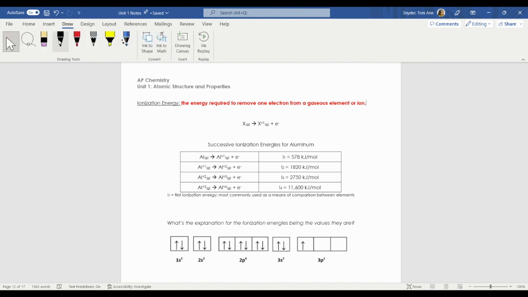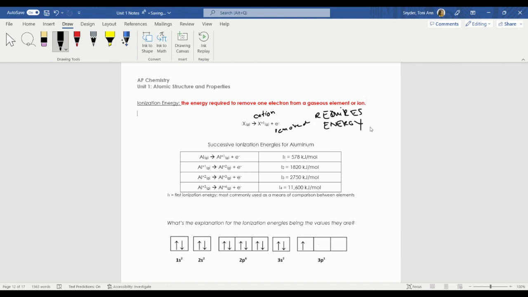So let's get our pen back here. I have one electron right here that's been removed. And then I produce a positively charged particle. In this case, I produce a cation. And remember, cations are positively charged. So take away that electron, I have a positively charged ion. This whole entire process requires energy.